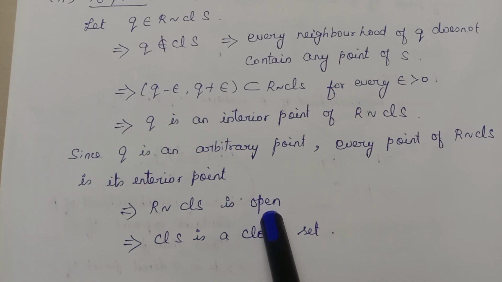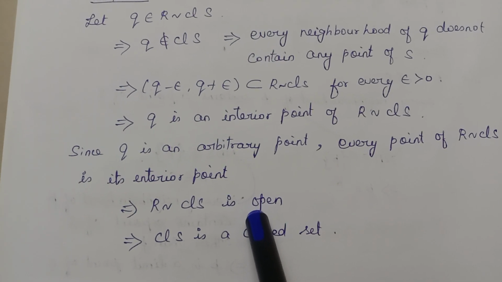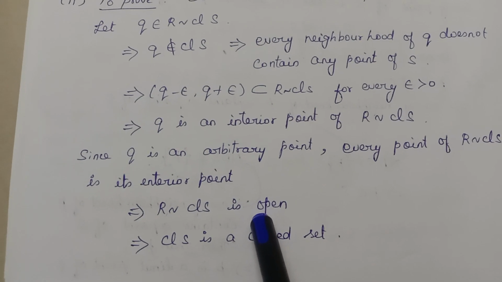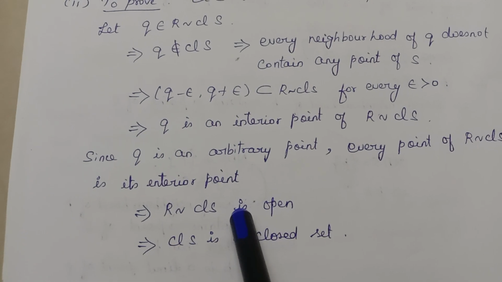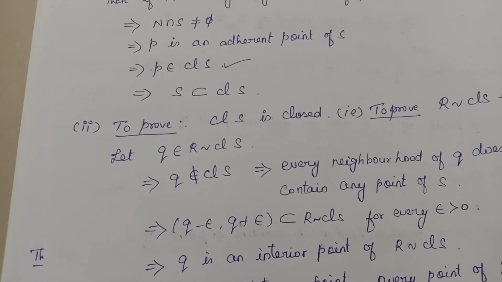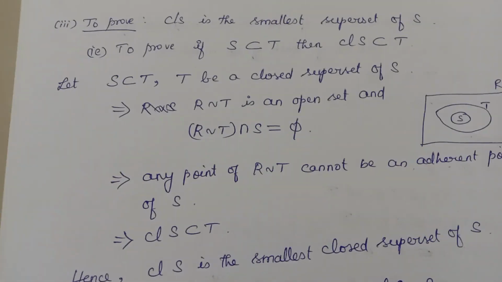When will you say a set is open? If it is a neighborhood for each of its points. Otherwise, if every point of the set is its interior point, then the set is said to be open. So here R minus closure of S is open. That means its complement, closure of S, is a closed set. So two parts of the theorem are over. That is, we have proved closure of S is a superset for S and closure of S is closed.